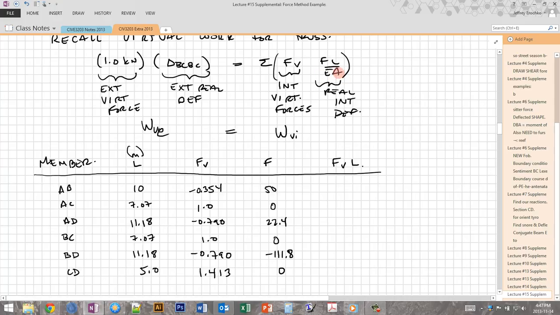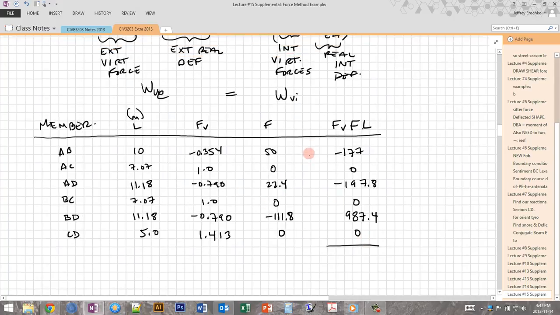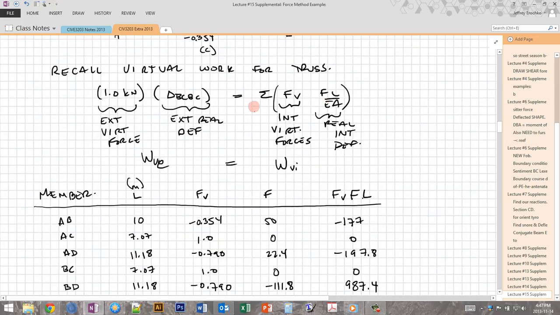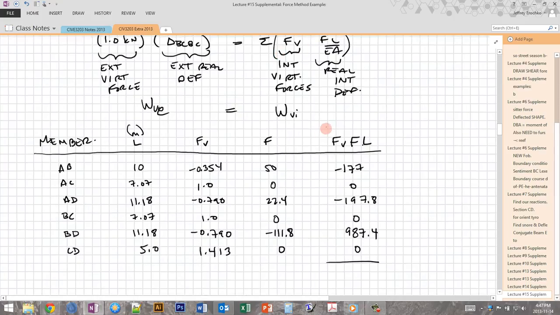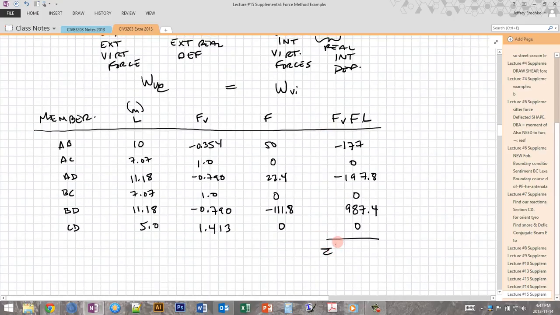So I'm going to just leave that out and put it in at the end. What I need here is FV times F times L, not FVL over EA, but I'm just going to take the numerator of this whole sum, FV times F times L. That's going to be just these three values multiplied together. So I'll fill out that column. Then the EA can come on the outside of the sum since it's the same for every member. So I can find the sum of FVFL, which is just the sum of all these values.